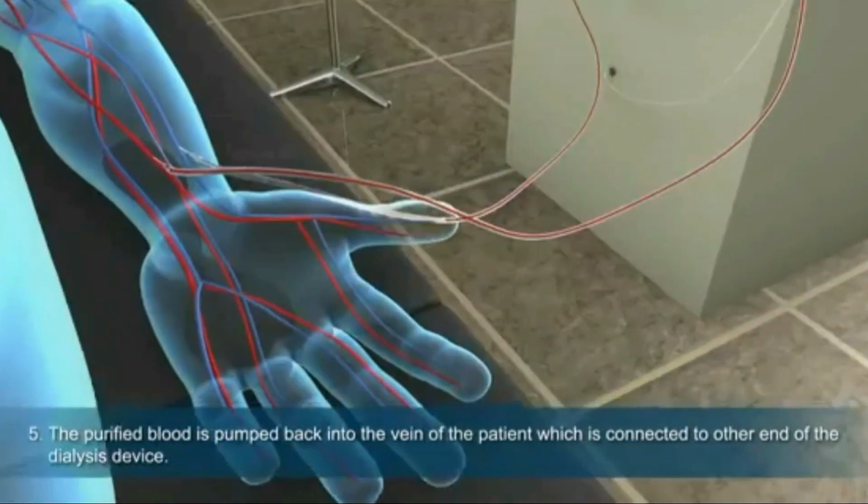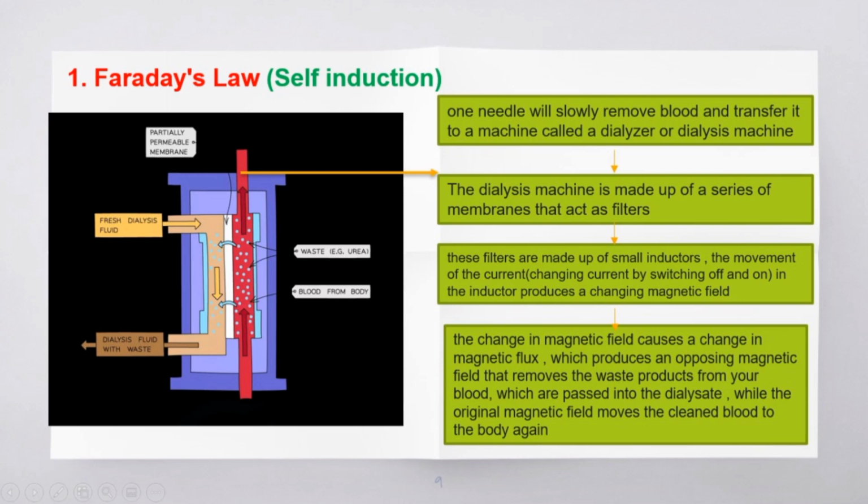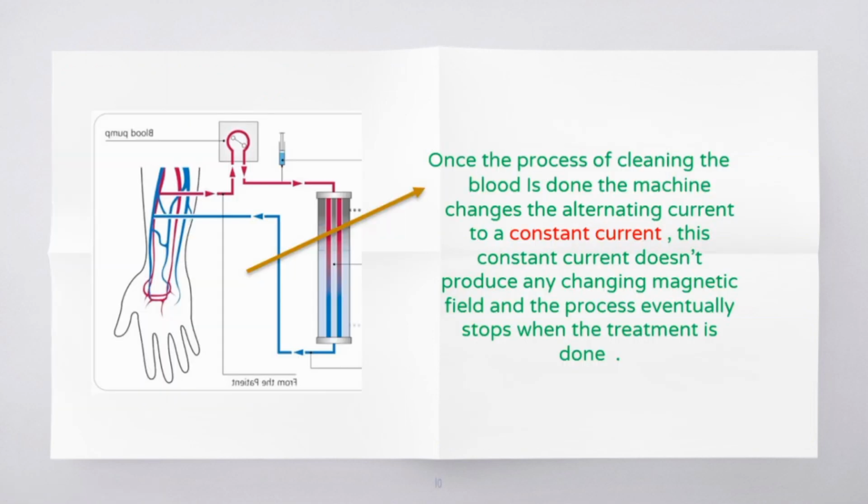The movement of the current, changing by switching off and on, in the inductor produces a changing magnetic field. The change in magnetic field causes a change in the magnetic flux. And this change in magnetic flux produces an opposing magnetic field that removes the waste products from your blood, which are passed into the dialysate, while the original magnetic field moves the clean blood to the body again. Once the process of cleaning the blood is done, the machine changes the alternating current to a constant current. This constant current does not produce any changing magnetic field, and the process eventually stops when the treatment is done.